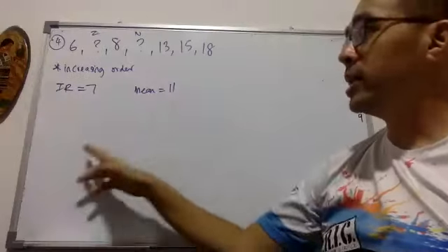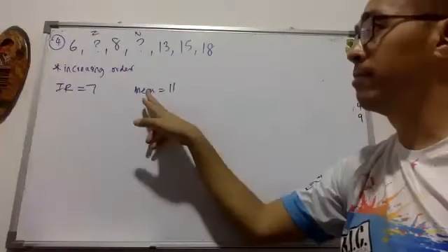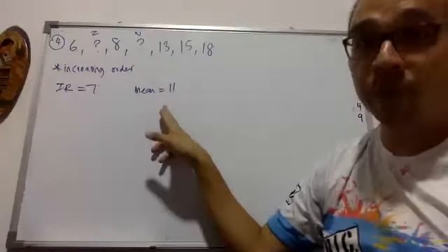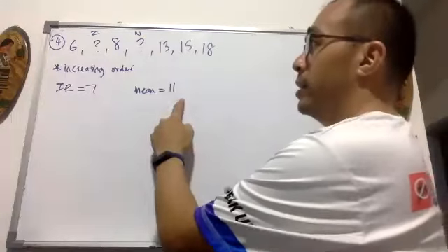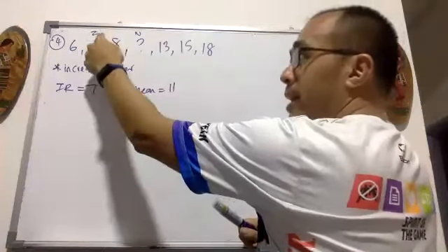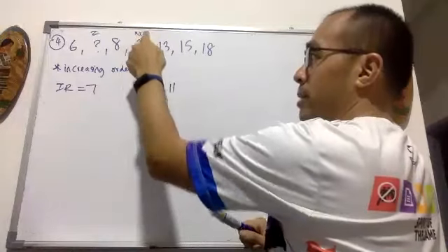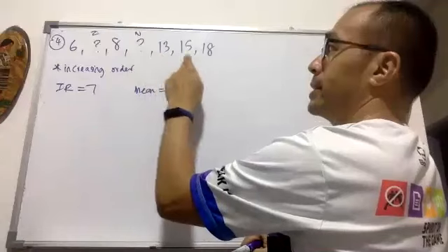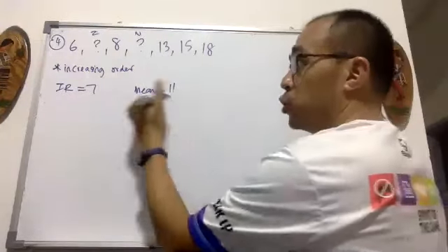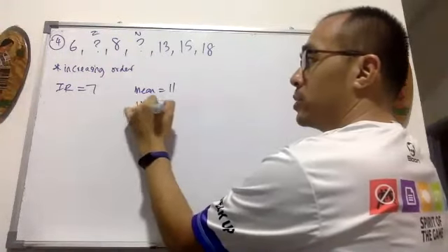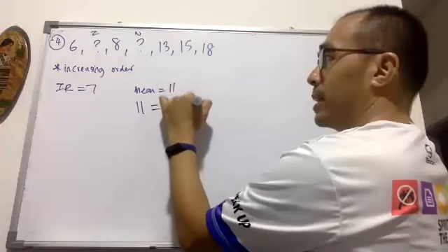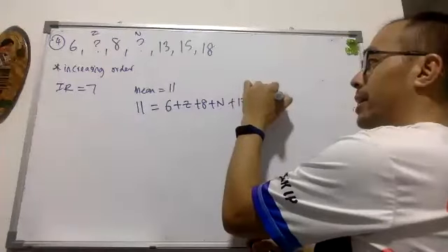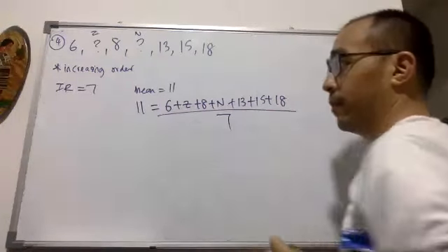Now the question says that the interquartile range is 7 and the mean is 11. I'm going to start with mean first. If the mean is 11, which means 6 plus Zahida plus 8 plus Naliza plus 13 plus 15 plus 18, divided by 7 equals to 11. So 11 equals to 6 plus Z plus 8 plus N plus 13 plus 15 plus 18 divided by 7.